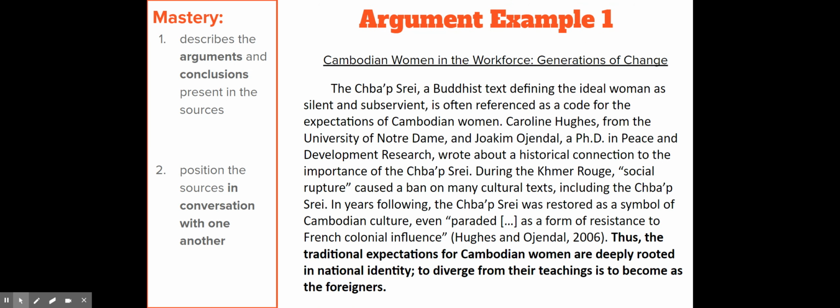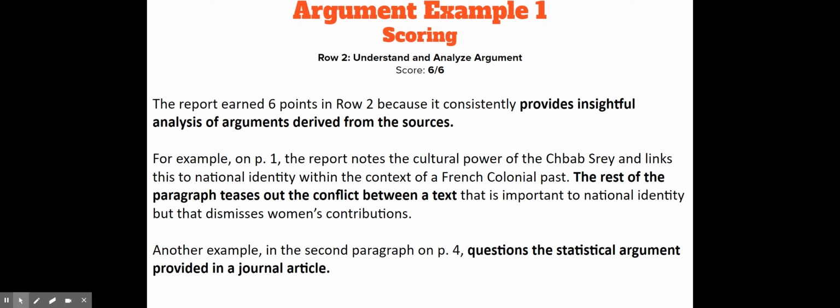All right. So that's really it. I want to dive in with an example to show you. And I'm going to start by reading the scoring guide. We already know that this essay about Cambodian women in the workforce was a perfect scoring essay. So we know it's a 6, but let's find out why College Board or the AP scores gave this a 6 for argument. So the report earned 6 points in row 2 because it consistently provides insightful analysis of arguments derived from the sources. Okay, what does that mean?